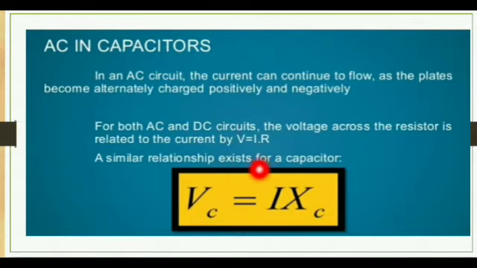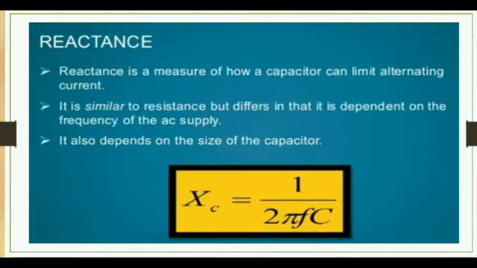For a capacitor, the voltage V is equal to I into XC. I is the current, XC is the capacitive reactance. Reactance is the measure of how the capacitor can limit alternating current. It is similar to a resistance but differs in that it depends on the frequency of the AC power supply.